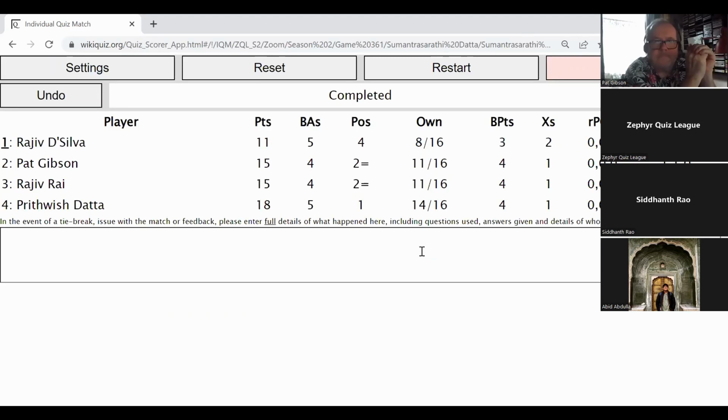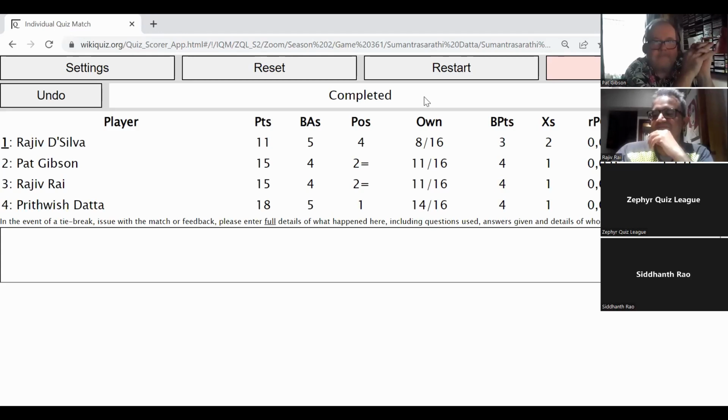Rajiv Rai and Pat Gibson finishing with wins as well, sharing a win, finishing within 3 points with 15 each, and Rajiv De Silva on 11. Great show, everyone. Hopefully you enjoyed the set. Well played. Well done, Prithwish. Well done. Thanks for a great game. Well done, well done.